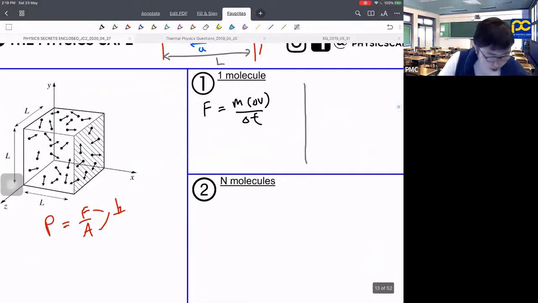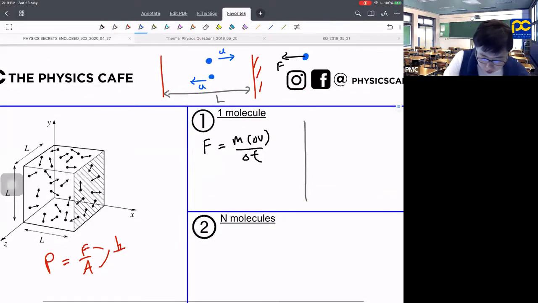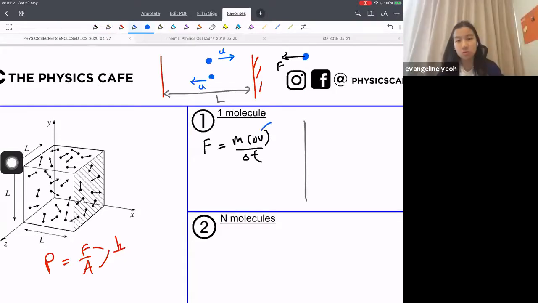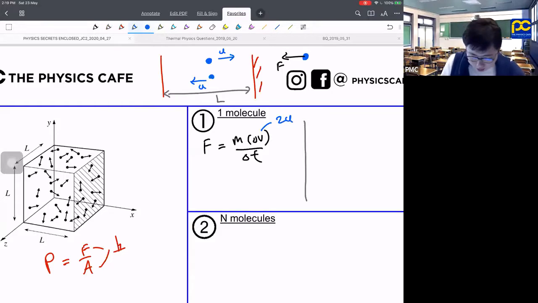Eventually, this delta V, in terms of the speed of the molecule, which is U, what would it be? Delta V becomes what? 2U. All right, Vishnu, now your turn. The time, right? Do you remember how to derive this?